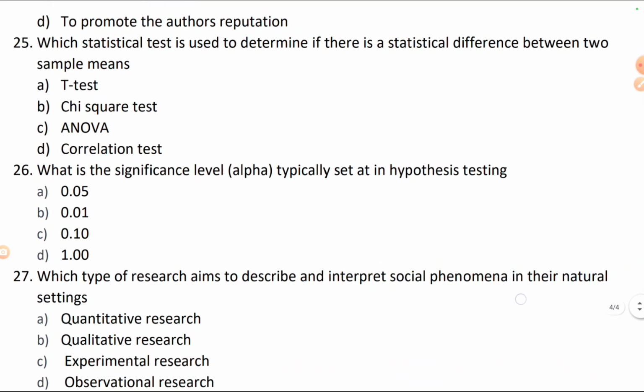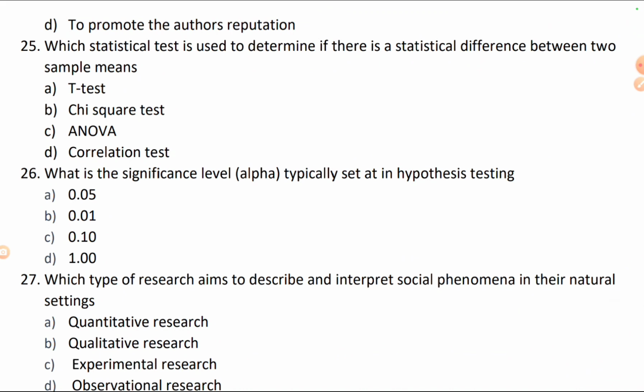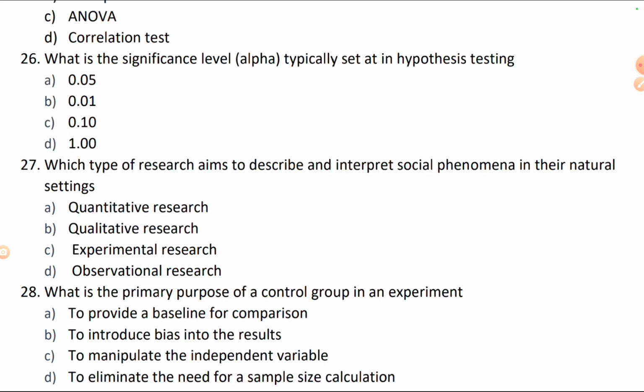MCQ number 25. Which statistical test is used to determine if there is a statistical difference between two sample means? Option A, t-test, option B, chi-square test, option C, ANOVA, option D, correlation test. The answer is A, t-test.